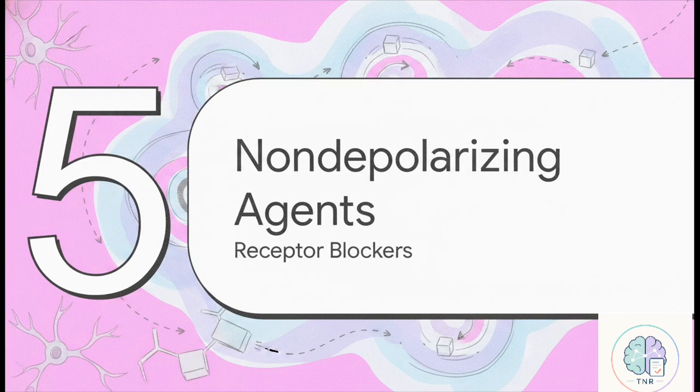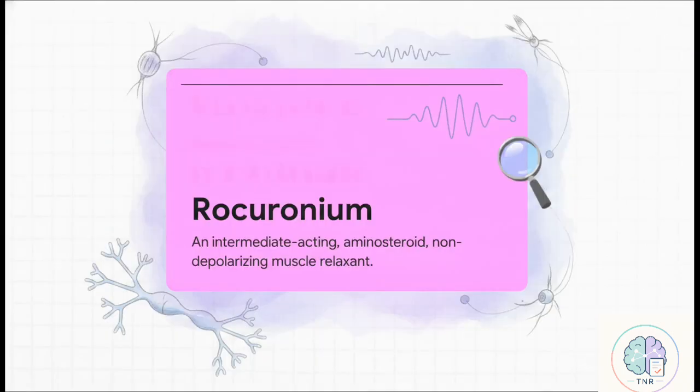And finally, Section 5, non-depolarizing paralytic agents. Unlike succinylcholine, these agents block receptors without causing that initial muscle depolarization and twitching. We're going to start with rocuronium, also known as Zemuron. Chemically speaking, it's classified as an intermediate-acting aminosteroid non-depolarizing muscle relaxant. It is an absolute fundamental staple in modern anesthesia.